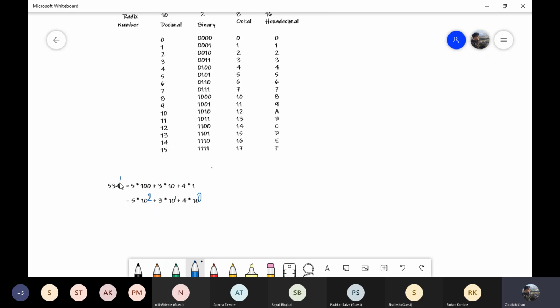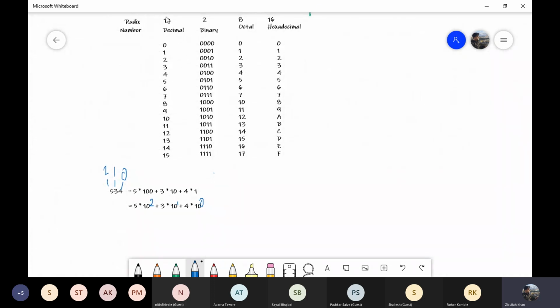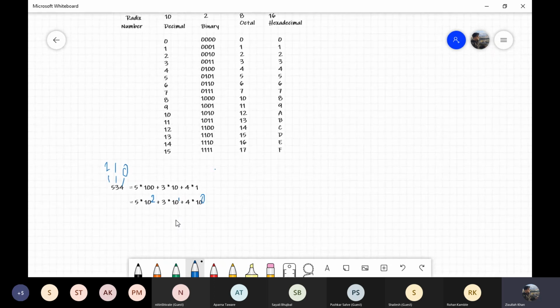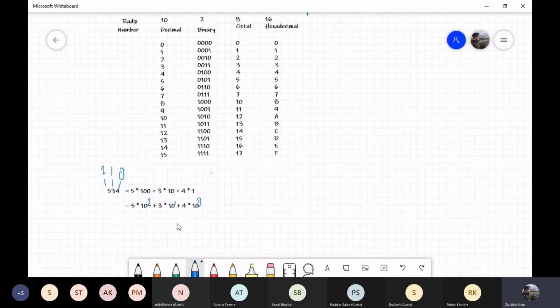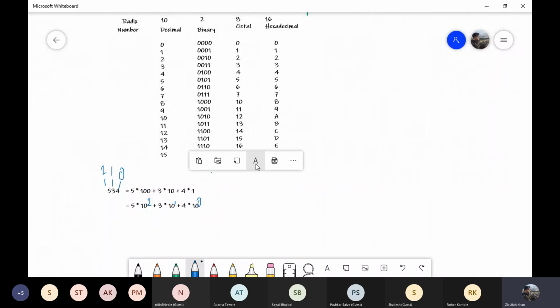So the spot that we are at, we're going to start with a count of 0, then 1, then 2, and then we're going to raise the radix of that number system to that power. Because decimal is 10, it is 5 into 10 raised to 2 because it is the second spot, right? And then this is going to give us the actual value, which is 534.